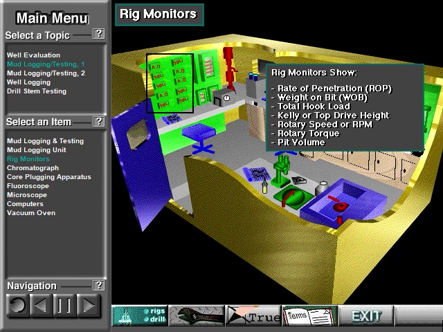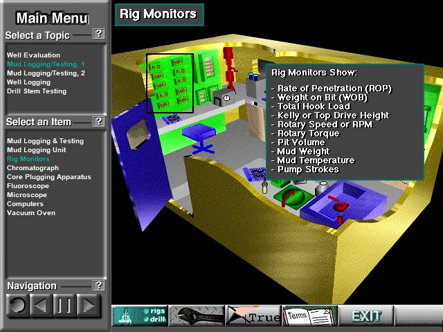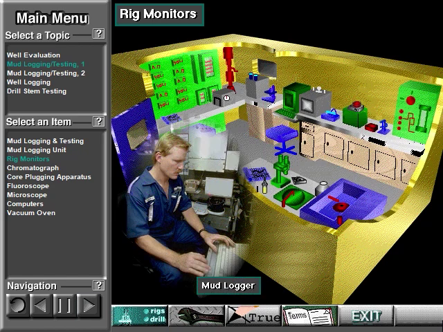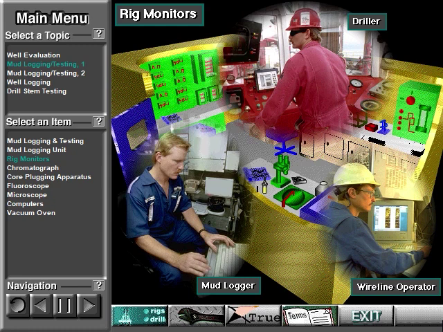Pit volume, the level of mud in the mud tanks. Mud weight, in and out of the hole. Mud temperature. Pump strokes. Casing and standpipe pressure. And other information. Mud loggers can combine rig information with other information from the driller, the wireline operator, and area well records to help improve the well's progress.